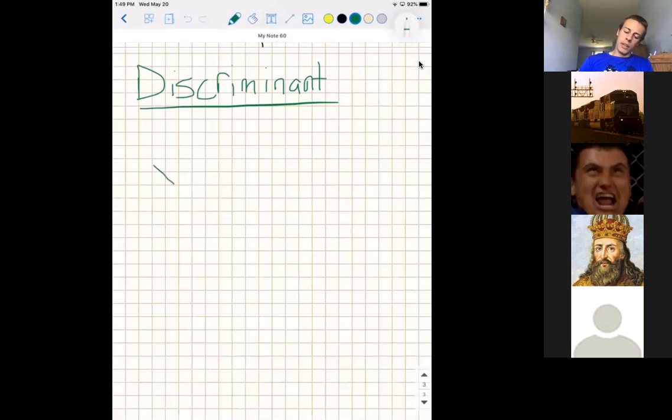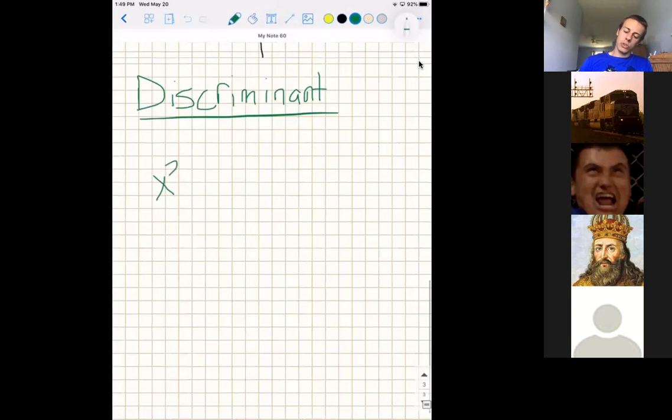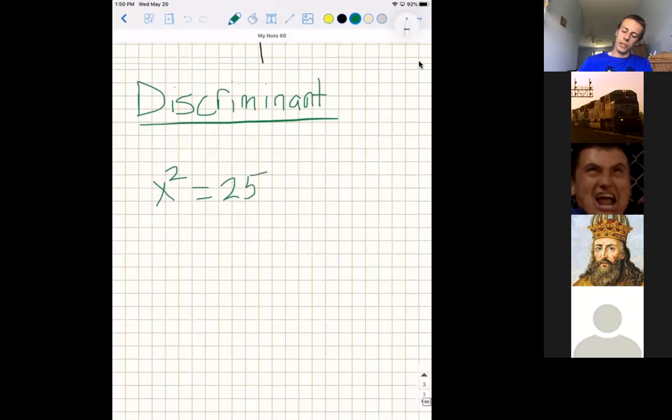What would happen if I told you x squared equals 25? What would your answers be? 5. x also equals -5. Yeah, because we have two answers. Notice, to do that you'd take the square root of both sides. What if we said x squared equals 0? It's 0.